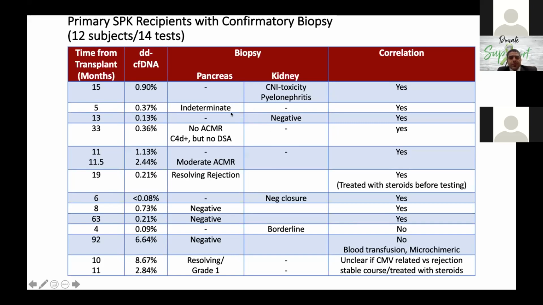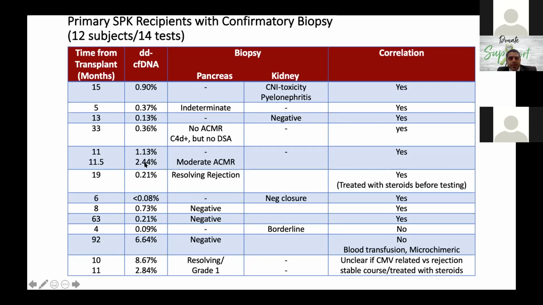This one here, similar story with kidney dysfunction, SPK recipient with kidney dysfunction. We sent this cell-free DNA. We still wanted biopsy as part of our workup, and that was negative. We felt that this was correlation.